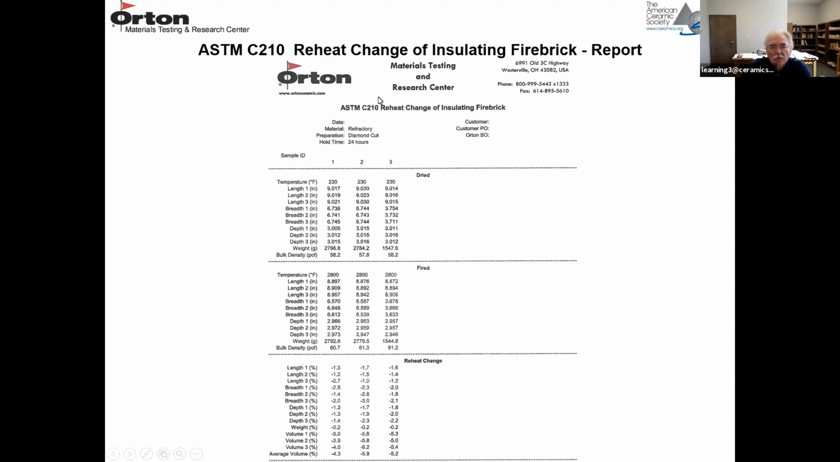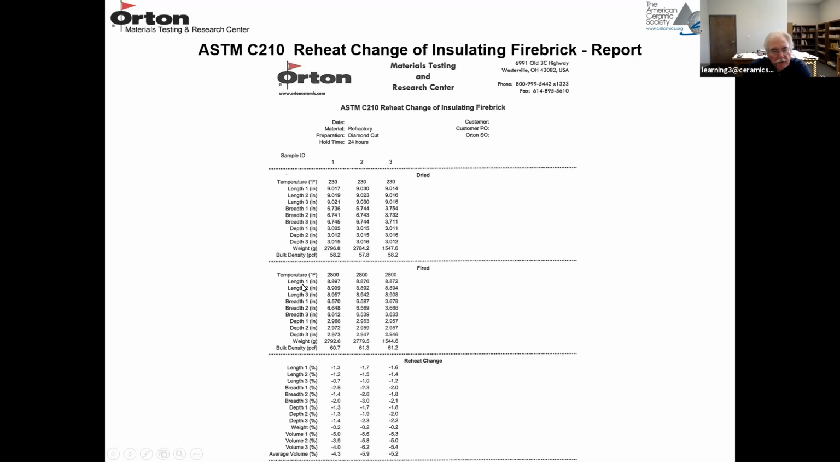A typical reheat report would look something like this. This one was a 2800 degree F reheat for 24 hours. The material was initially dried at 230 F, and you measure 3 lengths, 3 breadths, and 3 depths, and the weight. The dried bulk density in this case was about 58 pounds per cubic foot for each one of these.